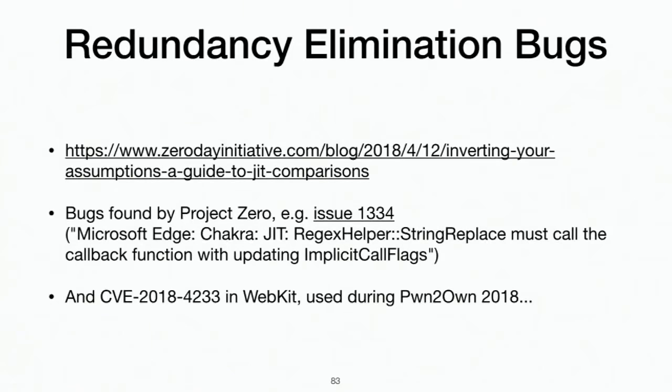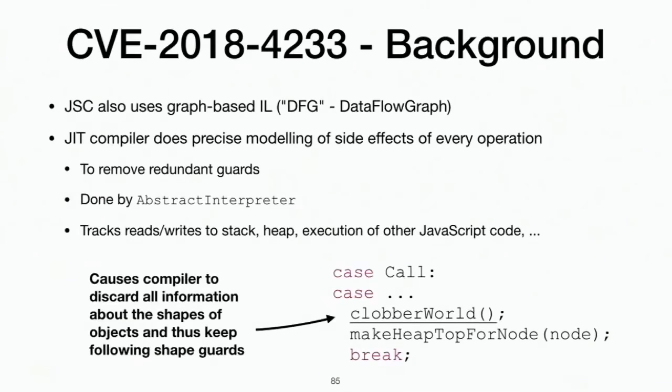This bug, we've seen it a few times. Again, ZDI has written a blog post about it. Project Zero also found some bugs. And then there's this CVE of mine from WebKit, which I used for Pwn2Own, and that's what we'll talk about now. Right, so this was JavaScriptCore, the WebKit engine.